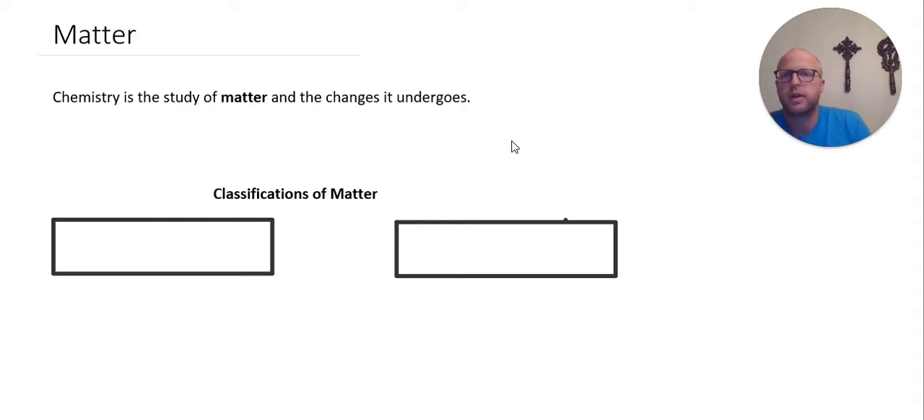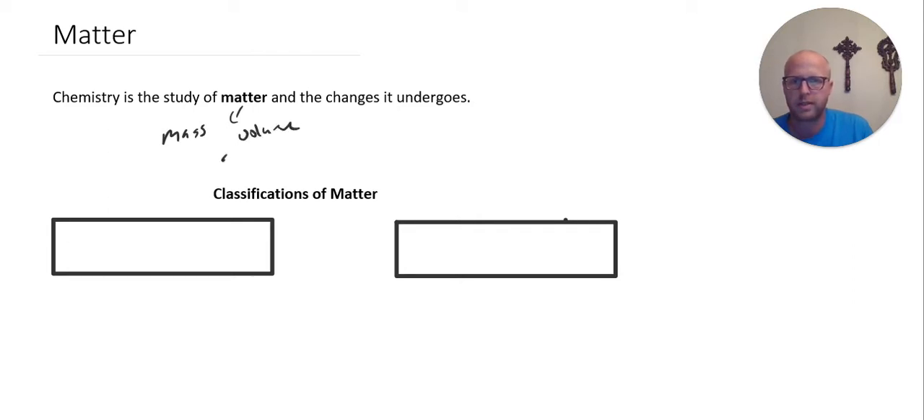Okay, so today we'll start looking at matter within chemistry. So really, when you break down chemistry to its most simplistic definition, chemistry is the study of matter and the changes that it undergoes. Okay, so what is matter? Well, matter is anything that has mass and takes up space or has a volume.